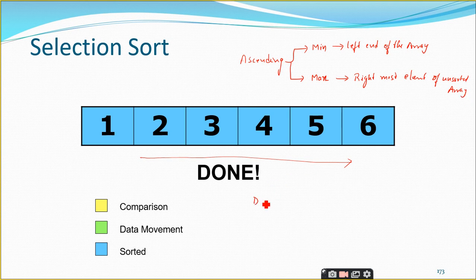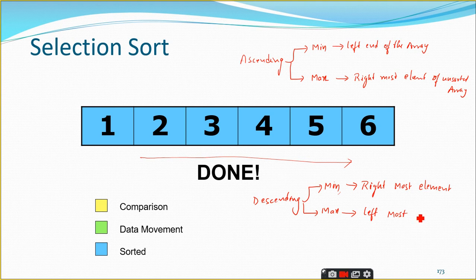But if you select the descending order, here also you will get 2 different cases, but the process will be in the reverse order. So, if you select the minimum element as the best element, you have to swap it with the rightmost element of the array. And if you select the maximum element, since your order is descending, you will be swapping it with the leftmost element of the unsorted array. So, these two things you have to remember.